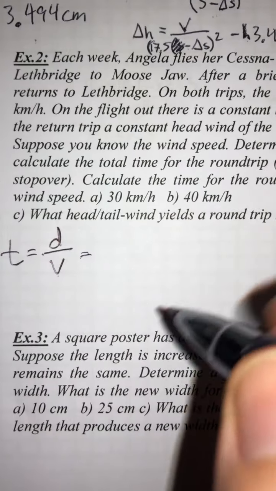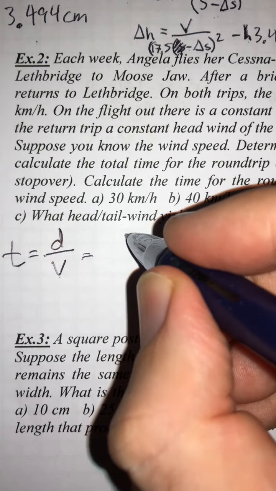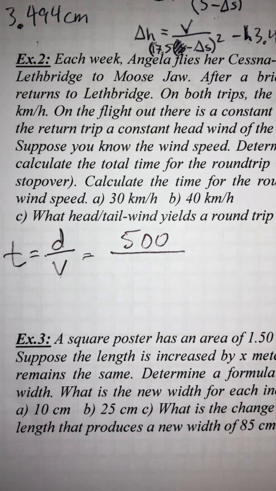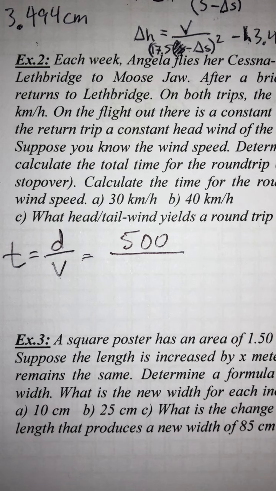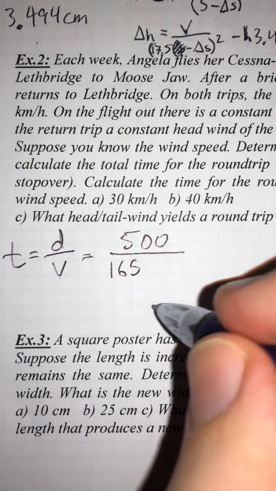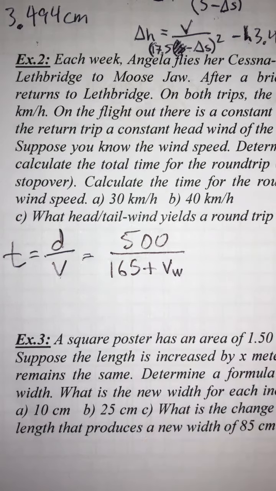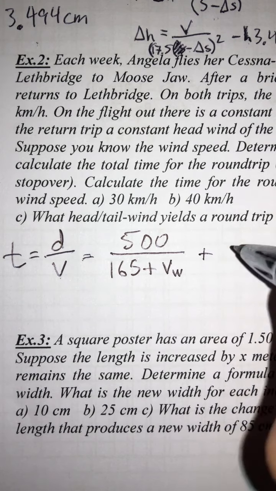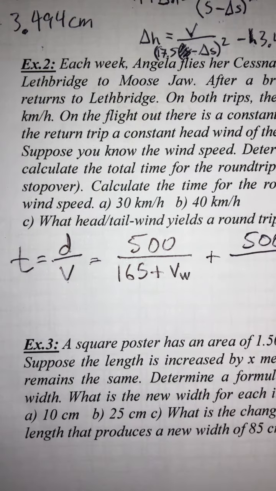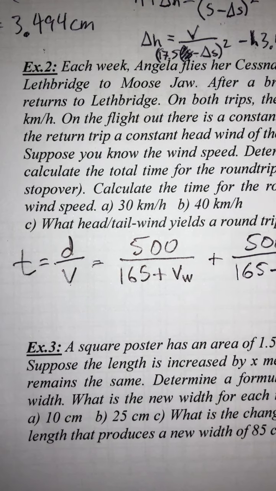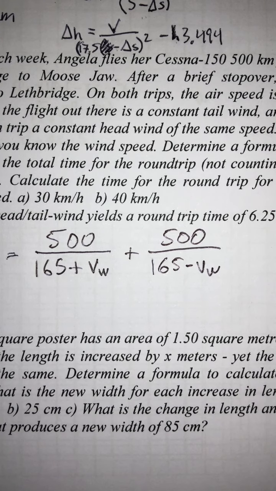So both of these cases, let's look at the time it takes to go there. It's going to be distance, which is 500 kilometers, divided by the speed. When I'm going there, I have a tailwind. The tailwind means the wind is blowing with me, so I'm going the airspeed plus the speed of the wind. This is going there, plus the time it takes to go back, so distance over my speed. Now the wind is against me, so I'm going to subtract that. So here's my equation for time.